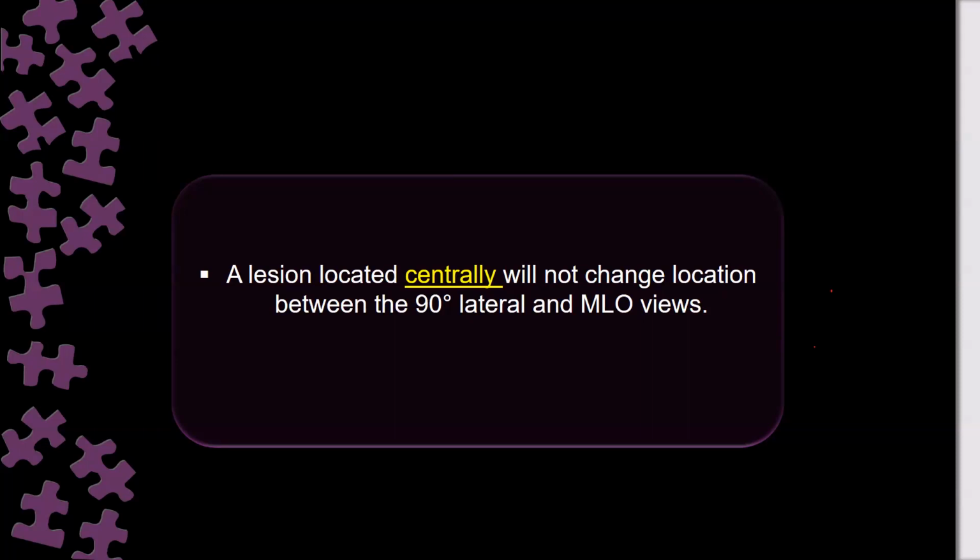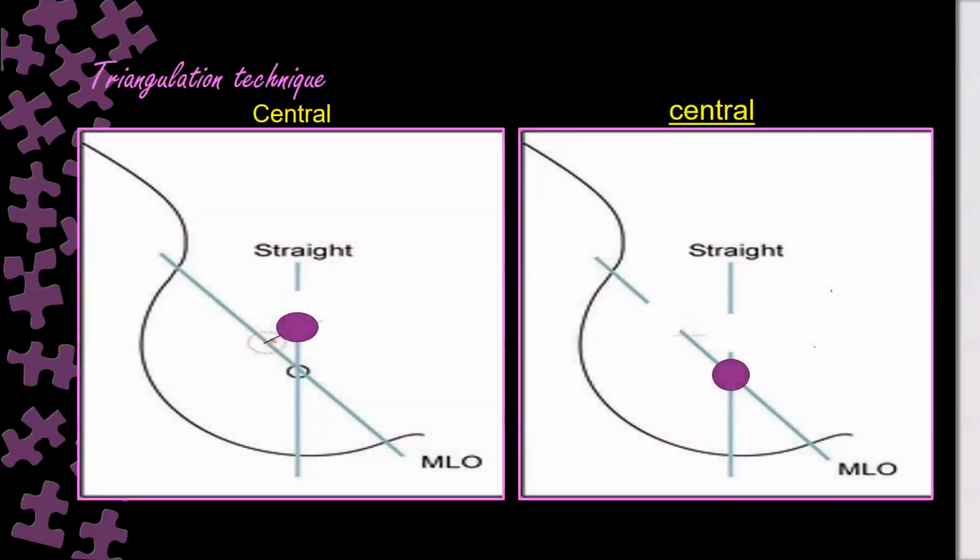Centrally located lesions. What do you expect if the lesion is centrally located? Look here. The lesion is retroareolar, centrally located, or at 12 o'clock, centrally located. If it is retroareolar, you will see it in the same place on the straight lateral and the MLO view. It doesn't change its location.